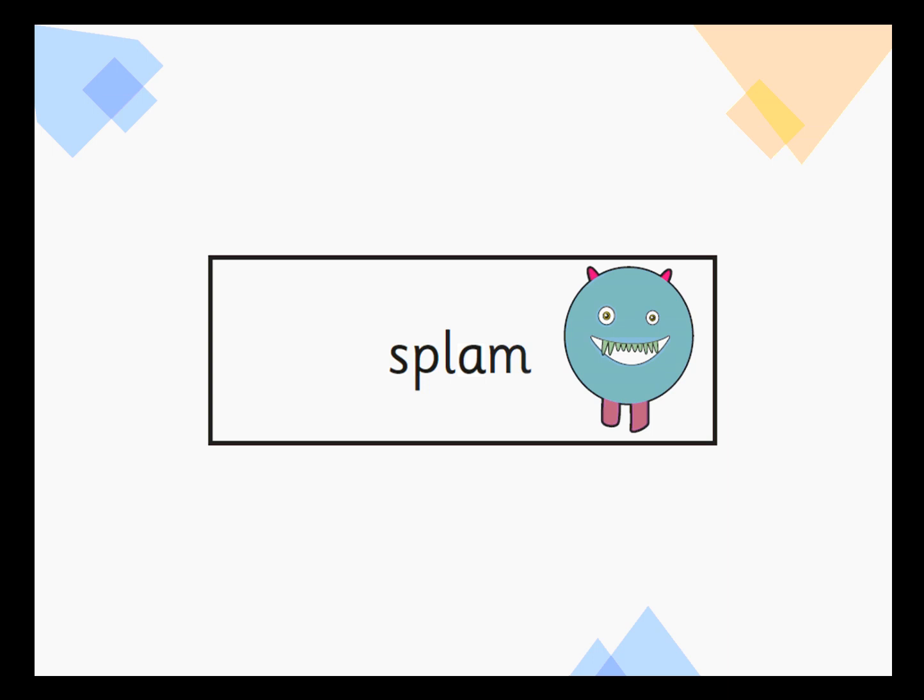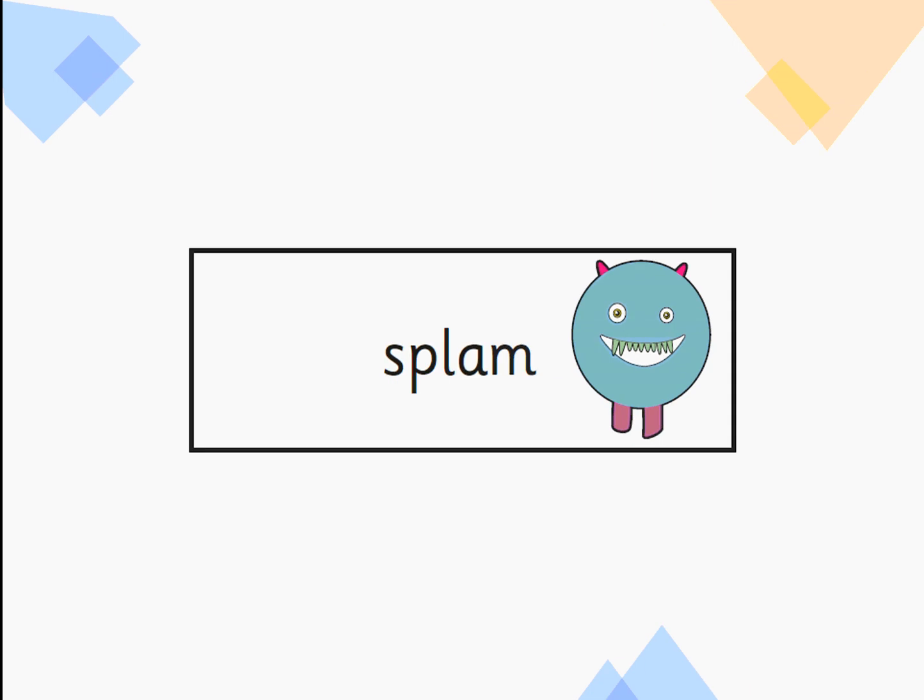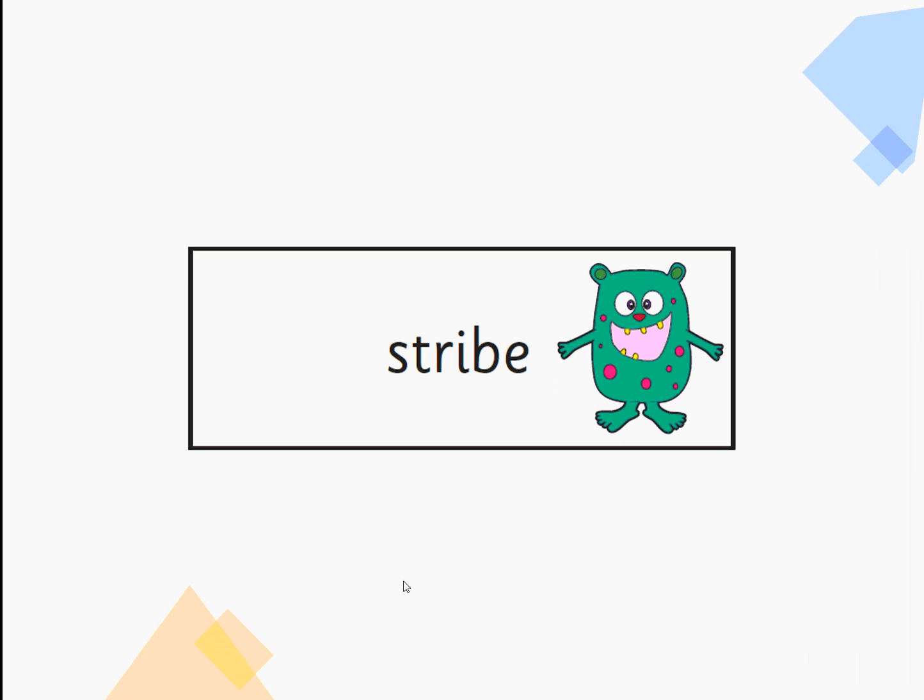Okay, and then on to two more alien words. Splam, which rhymes with scram. And stribe, which rhymes with scribe.